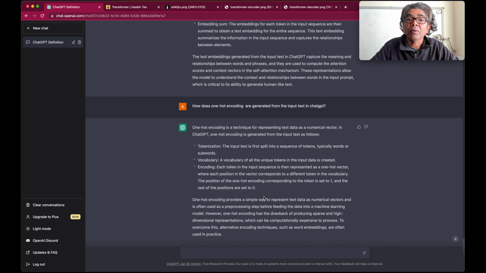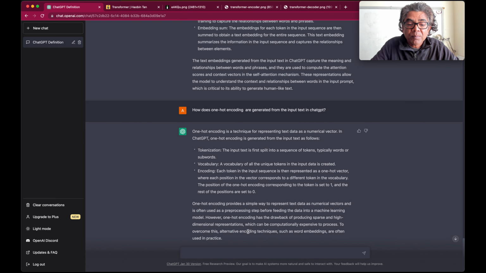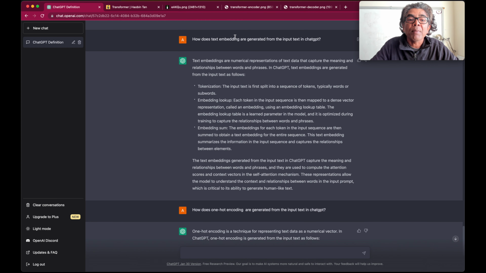The answer also shows that whenever we are using the one hot encoding, the matrices become very, very sparse, and that could become really computationally intensive to process. So rather than one hot encoding, the text embeddings or the word embeddings are really used, because that actually generates the dense vector. And now we can ask here, what is the dense vector representation of the input data in ChatGPT?